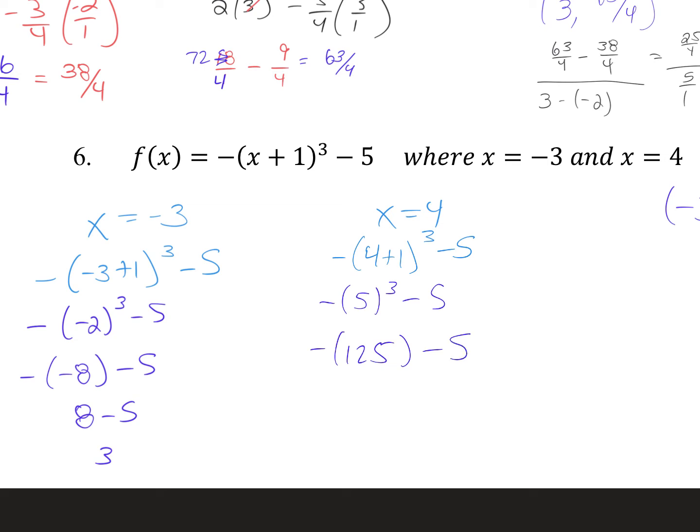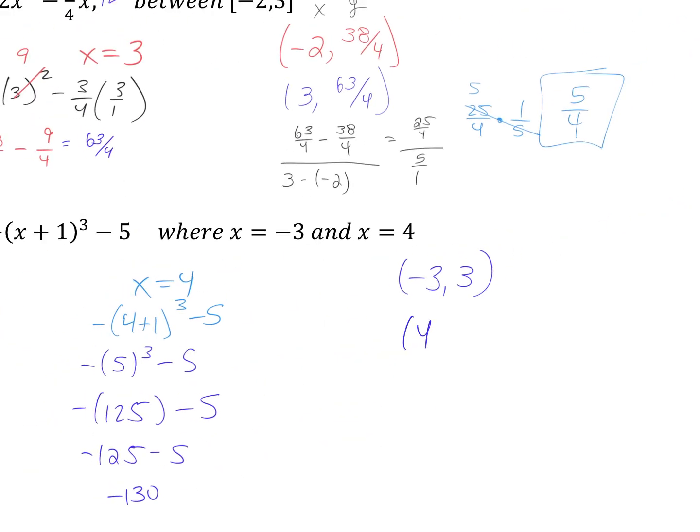5 times 5 is 25 times 5 is 125. Okay, so you have a negative out in front of that. Negative 125 minus 5 gives you negative 130. So when I plug in positive 4, I get out negative 130.